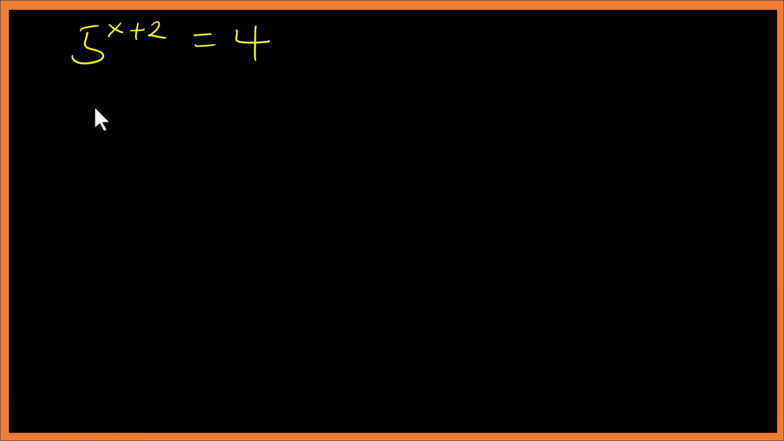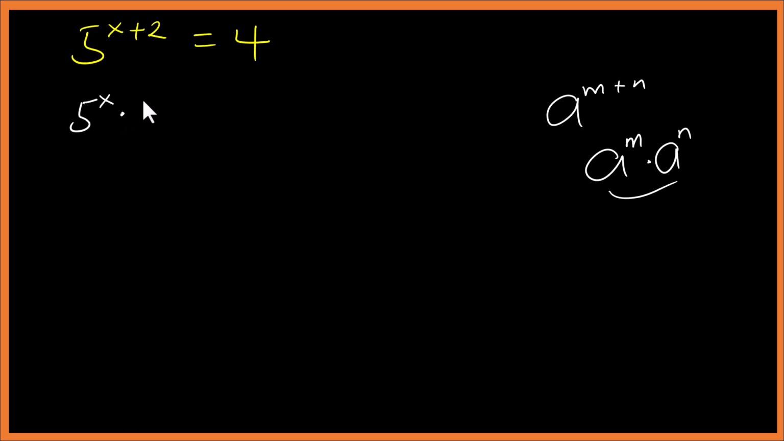Now let's solve this together. Okay, so we have 5 raised to x plus 2 equals 4. Now remember, a exponent m plus n is the same as a raised to m times a raised to n. Okay, so we can write this one as 5 exponent x times 5 exponent 2 equals 4.